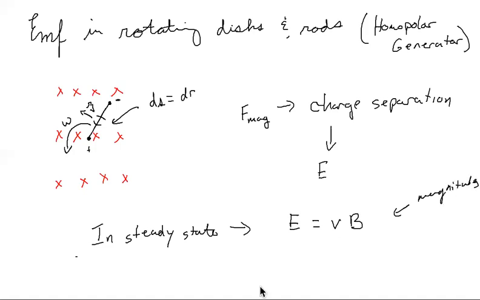All right, so I'm working with magnitudes. And now if you think about it, the velocity of this little segment must be nothing other than r omega, so the field is r omega times B. And if we want to describe this in terms of a potential difference across the rod, we would get the energy difference across the rod.